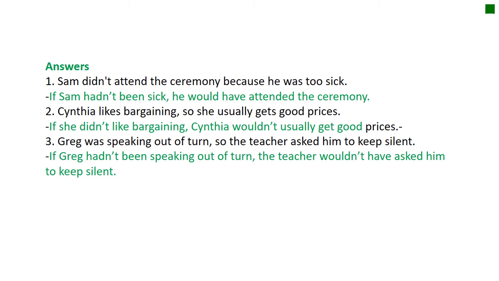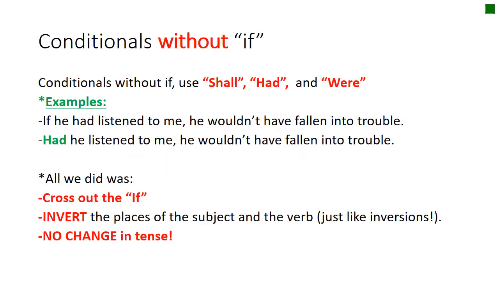Cynthia likes bargaining, so she usually gets good prices. If she didn't like bargaining, Cynthia wouldn't usually get good prices. Greg was speaking out of turn, so the teacher asked him to keep silent. If Greg hadn't been speaking out of turn, the teacher wouldn't have asked him to keep silent. Okay? Now, for any further questions, we will discuss this in detail.